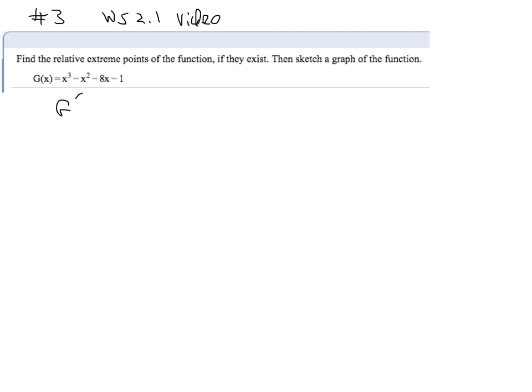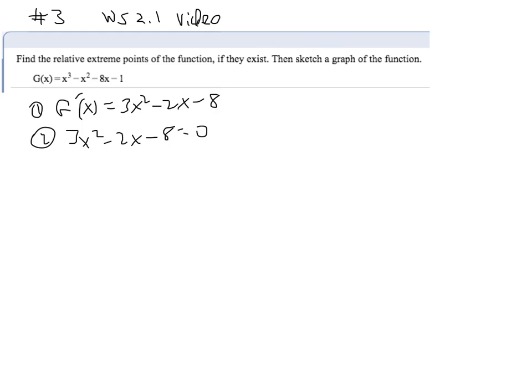So if you remember, our process was first we find a formula for the first derivative, so that's 3x squared minus 2x minus 8. And then secondly, we want to set this equal to 0 and solve for x, and this is going to give us what we call our critical values.